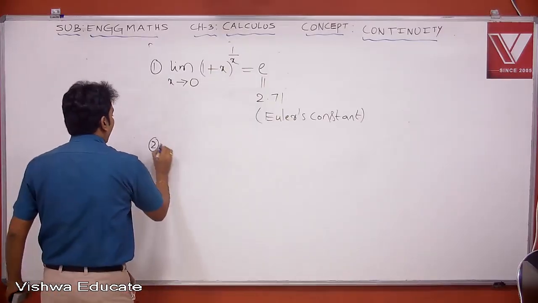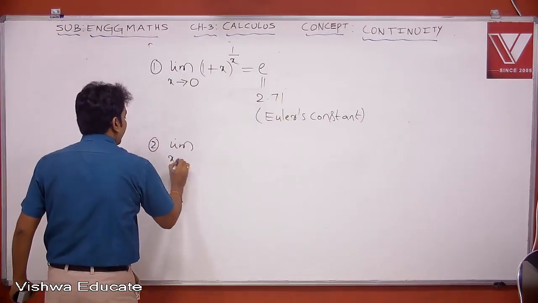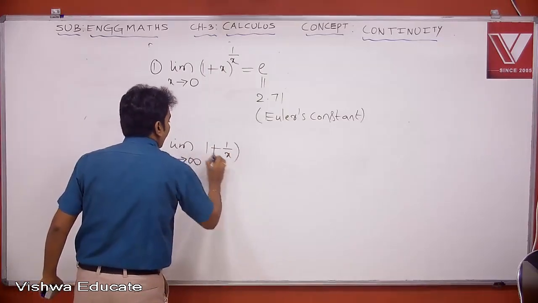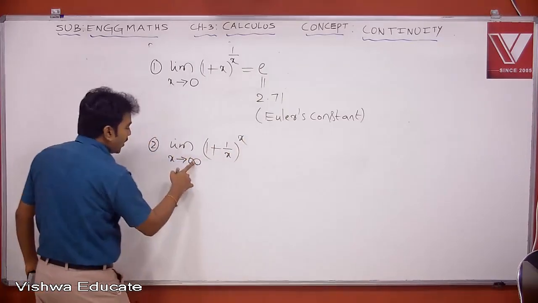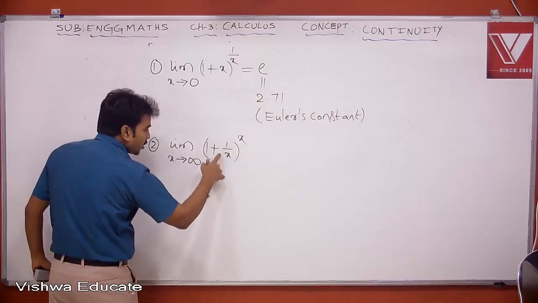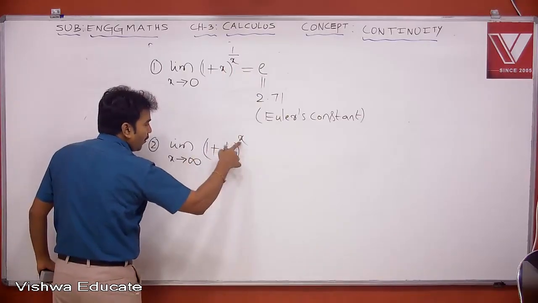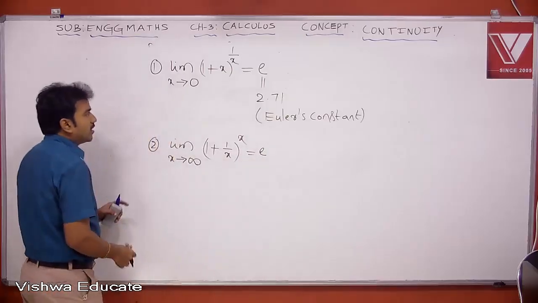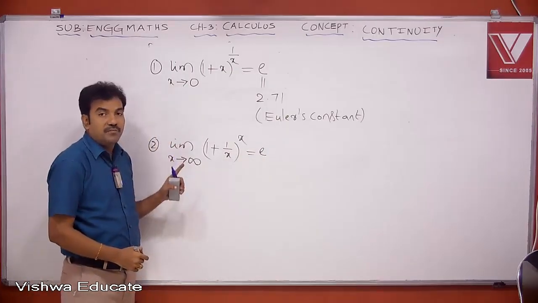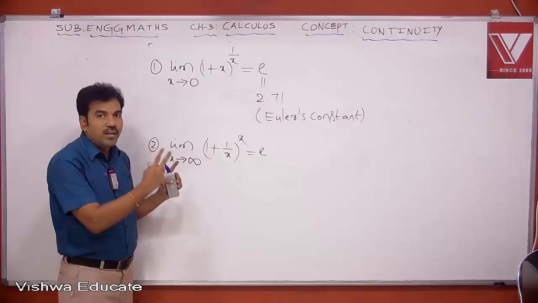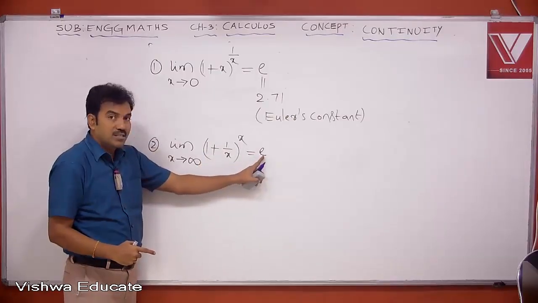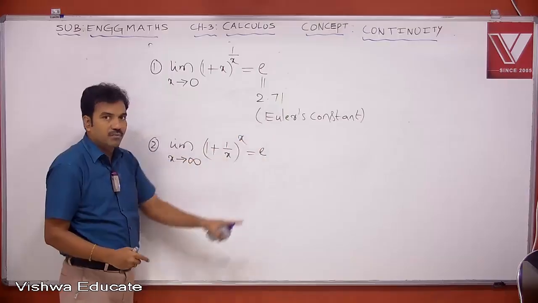Similarly, the equivalent limit is limit x tends to infinity, 1 plus 1 by x whole power x. Here when you replace x by infinity, this expression gives 1 power infinity. So here also it is e. But don't think that whenever you get 1 power infinity, it is e. Only in these two cases, when you get 1 power infinity, replace with the constant e, Euler's constant, 2.71.